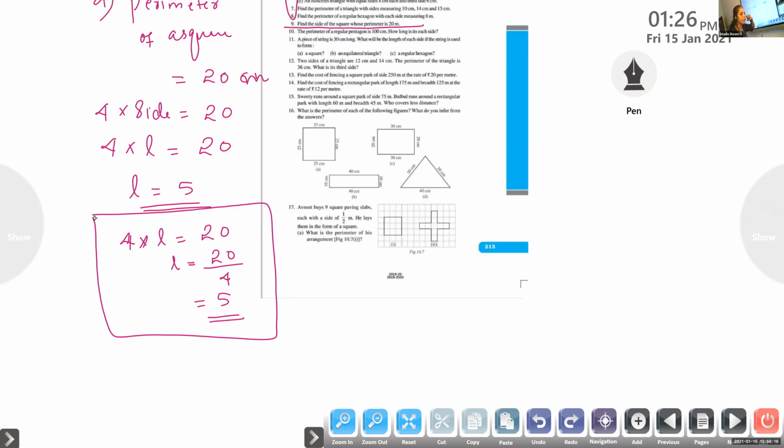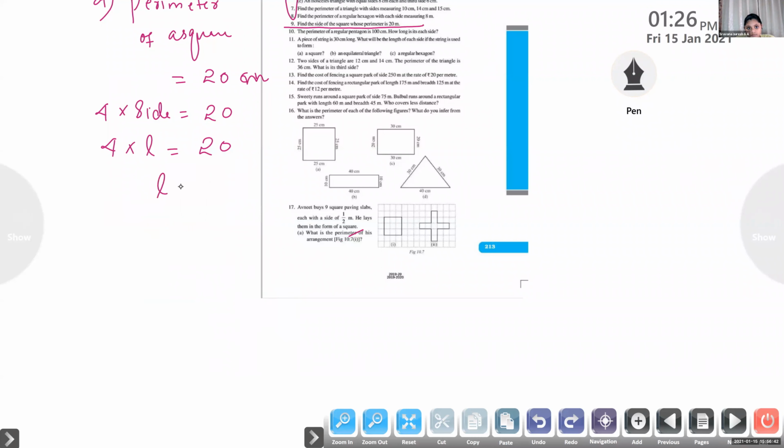That also you understood, no? Yes, ma'am. It's a reverse operation. If it is into, you have to find the answer by division. Reverse operation. Clear? Yes, ma'am. But without doing this, you can find the answer by thinking. Clear? The length of one side is 5 centimeter.